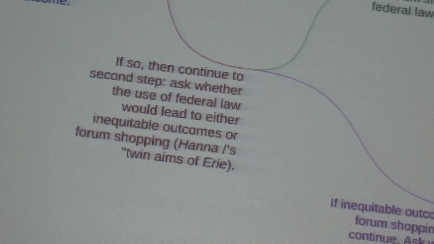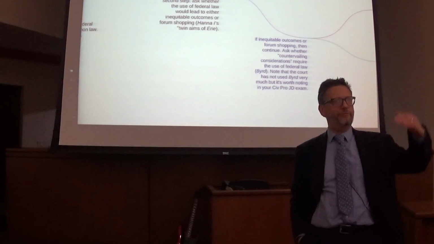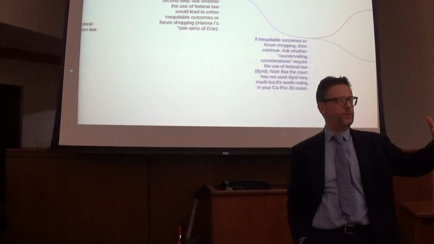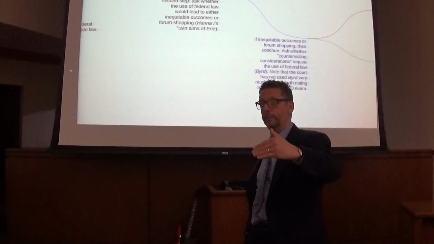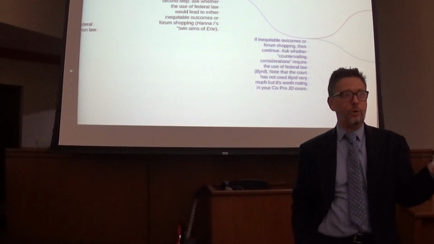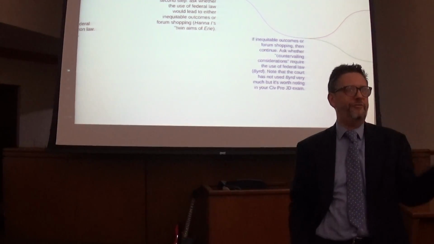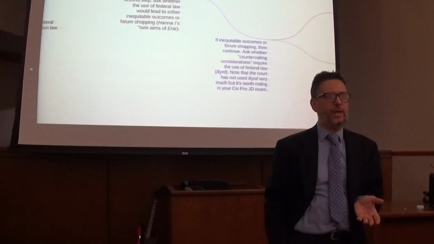Would federal law lead to inequitable outcomes or forum shopping? All right, forum shopping refers to what a plaintiff would do. Would a plaintiff choose to file in federal or state court depending on which law was used? If so, that may be a forum shopping problem. Inequitable outcomes seems to be more of a normative judgment by the court that it would be simply unfair to allow federal law to be used as opposed to state law.